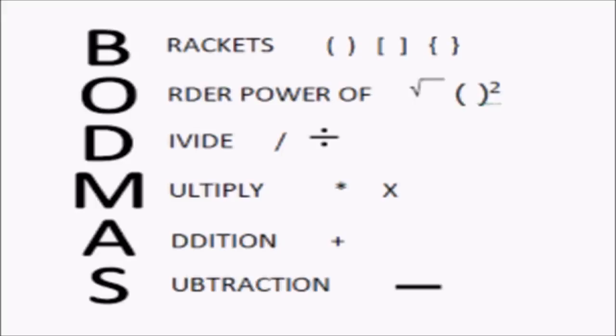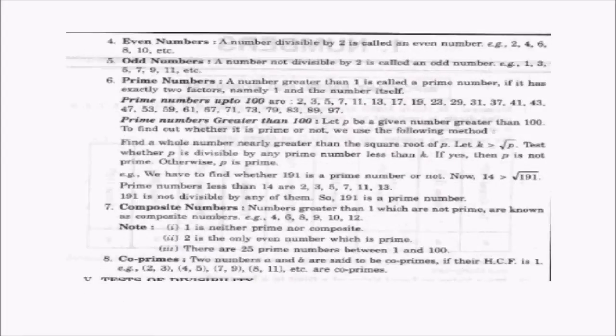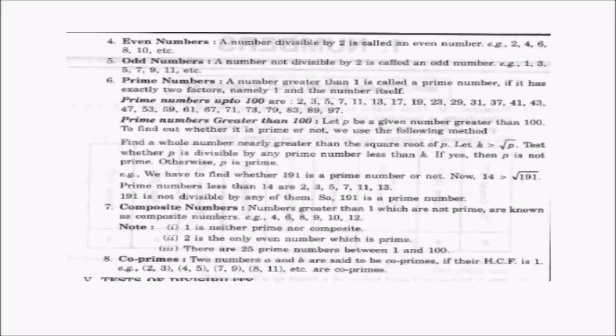Numbers greater than 1 which are not prime are known as composite numbers, and co-primes are numbers whose HCF is 1. I'm going to start my next video in which I'm going to teach you what HCF and LCM are.